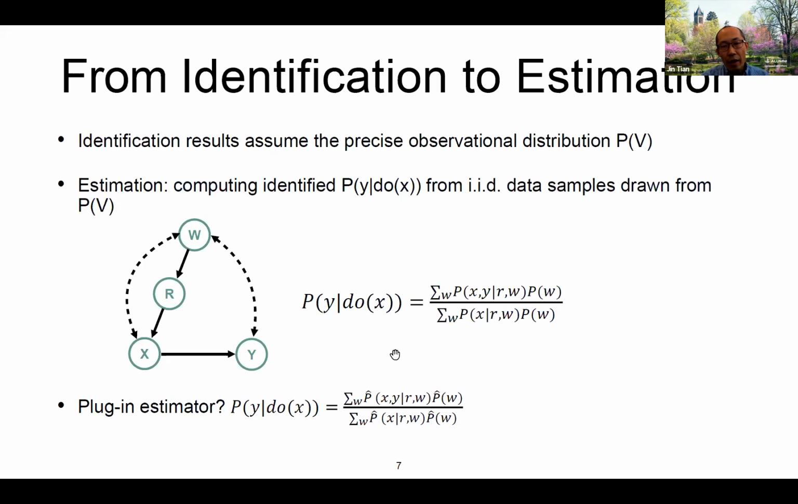To our best knowledge, in general, for arbitrary identifiable causal effects, for some arbitrary causal functionals, the only general purpose algorithm available is the plug-in estimator. In the plug-in estimator, we estimate each conditional distribution. These are called nuisance functions. We estimate those nuisances using some parametric model. Then we plug them into the expression and estimate the causal effect.